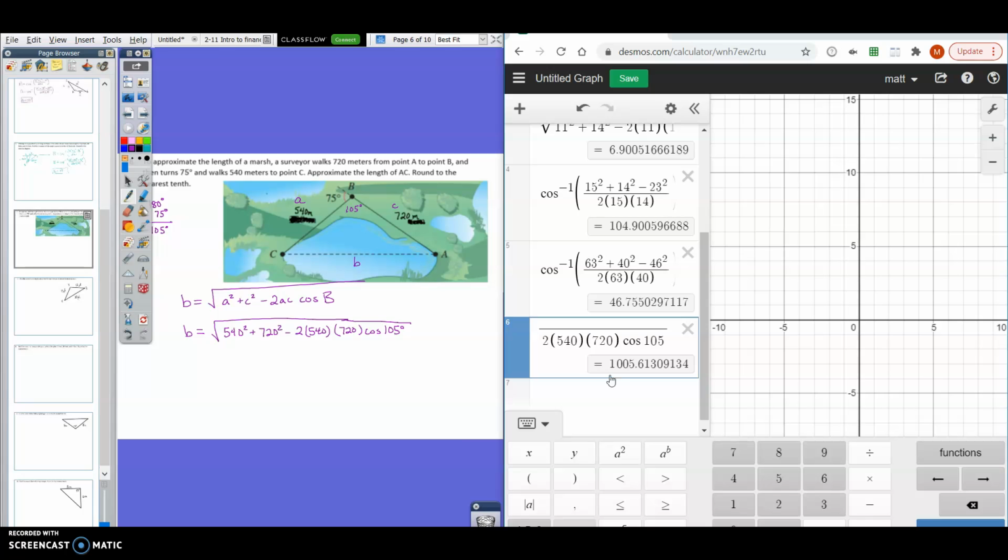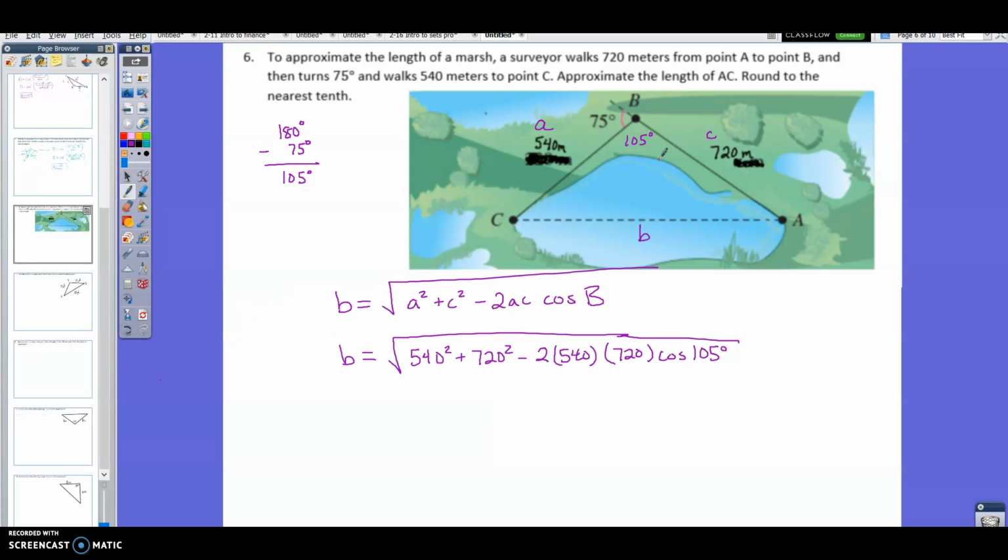So we get 1005.61, and this one says to round to the nearest tenth, so that is one decimal place. Since this is a 1 here, we're going to round down. So we're going to say 1005.6. And just to make our physics teachers happy, we want to put the unit of measurement, which in this case is meters.